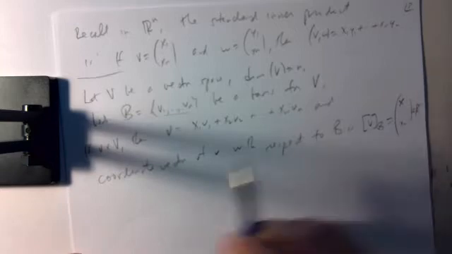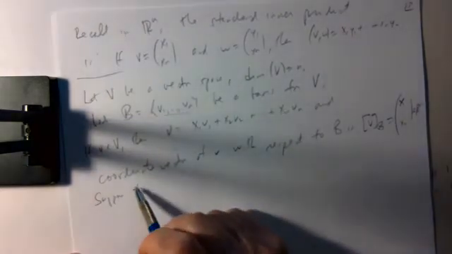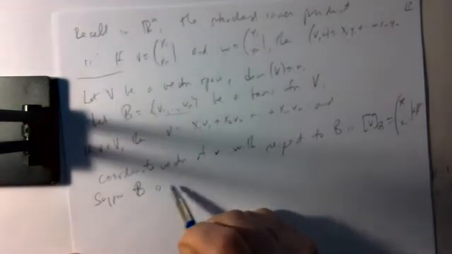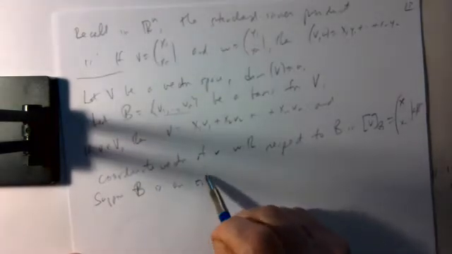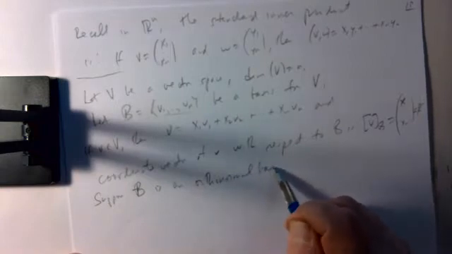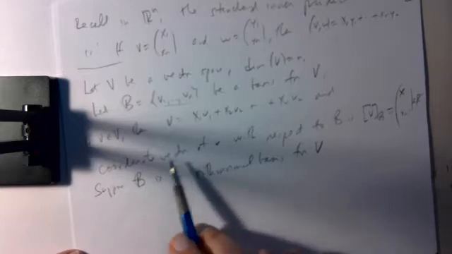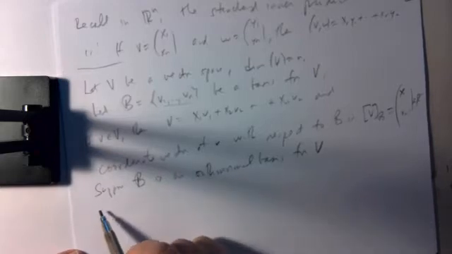Now, suppose B is an orthonormal basis for the vector space. So remember what that means. It means every two different vectors are perpendicular to each other.